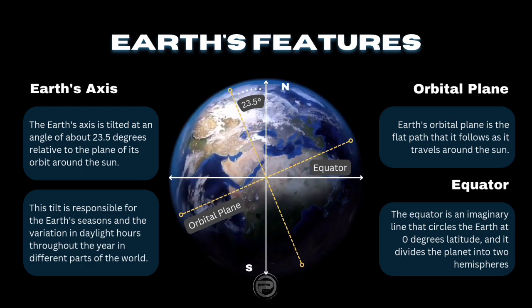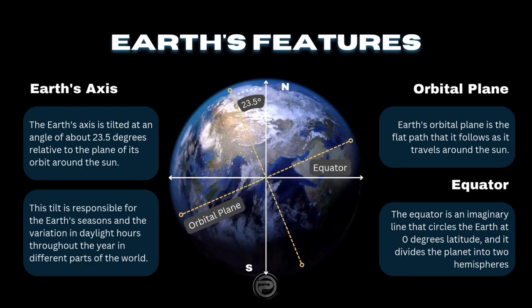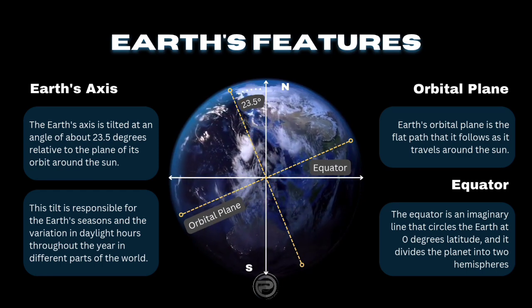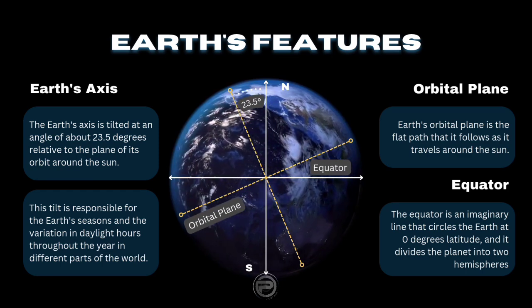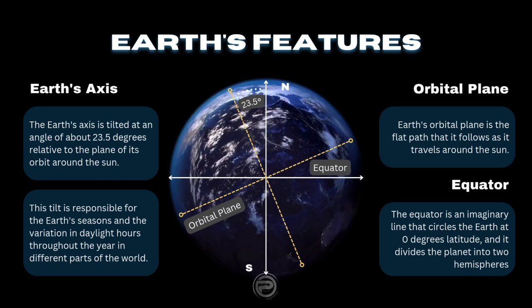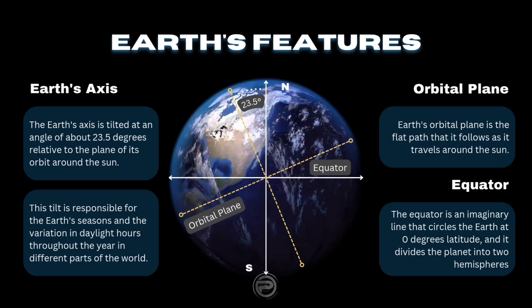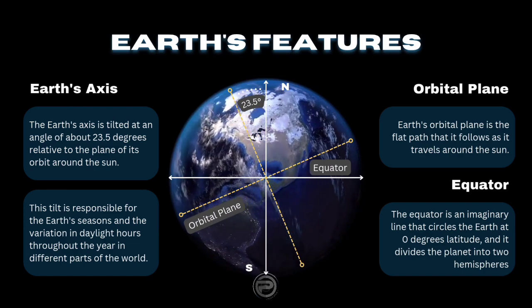2. Orbital plane. Earth's orbital plane is the flat path that it follows as it travels around the Sun. 3. Equator. The equator is an imaginary line that circles the Earth at 0 degrees latitude, and it divides the planet into 2 hemispheres.